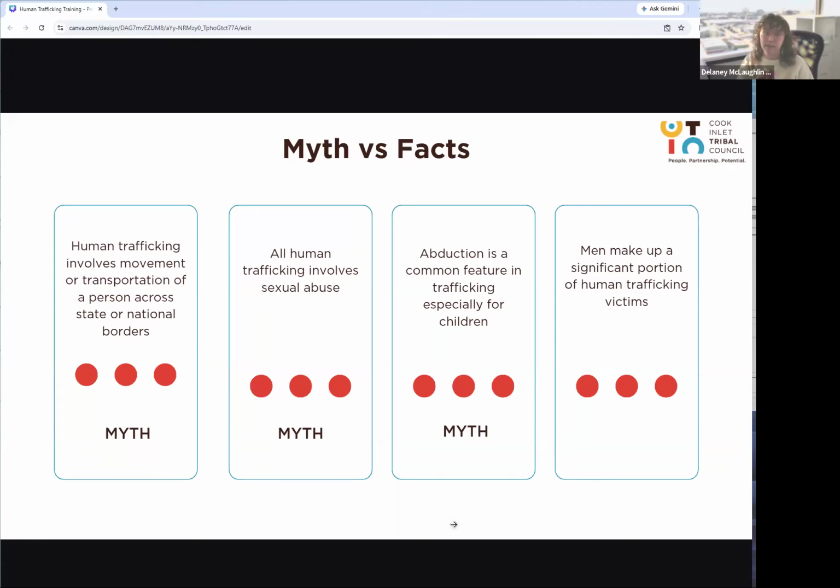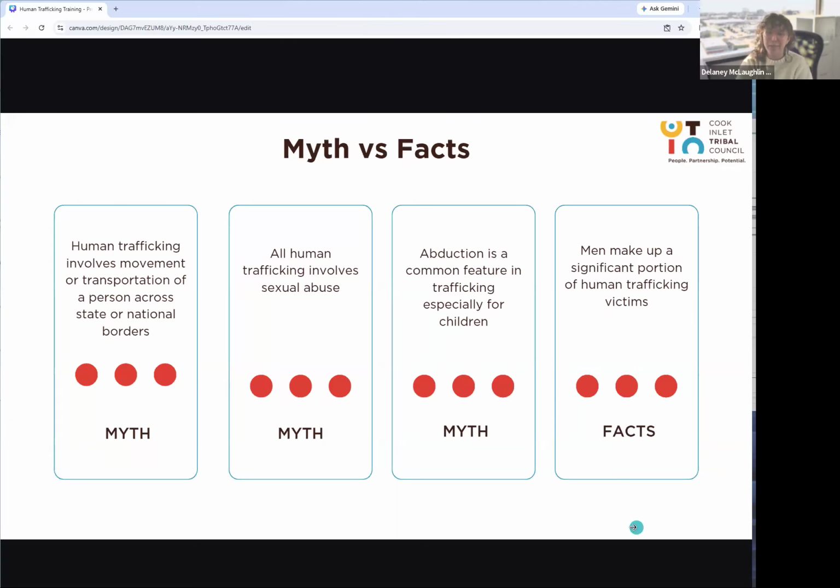The last one is men make up a significant portion of human trafficking victims. That is a fact, especially when it comes to labor trafficking. The statistics, I believe, are 60% of charged labor trafficking survivors are men. There is unfortunately not a lot of statistics regarding the men involved in sex trafficking, but we can assume that number is pretty underreported.